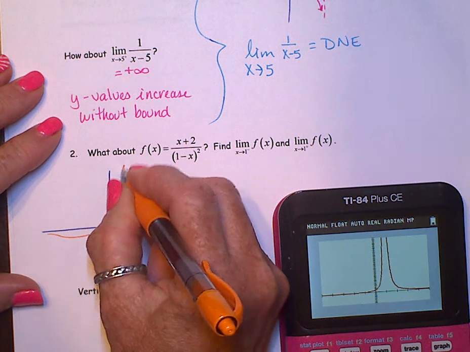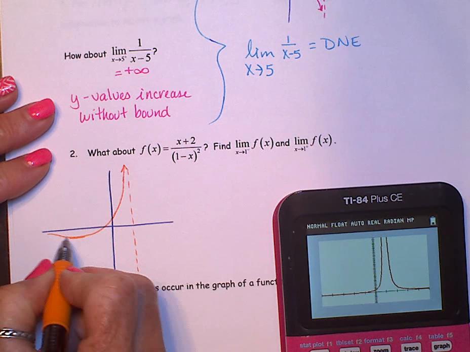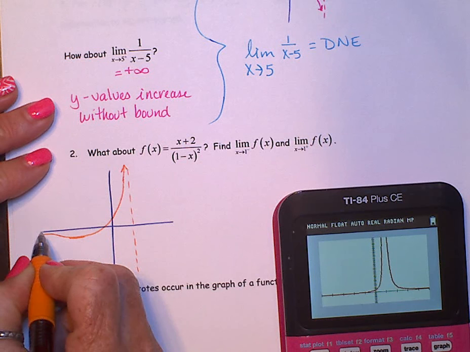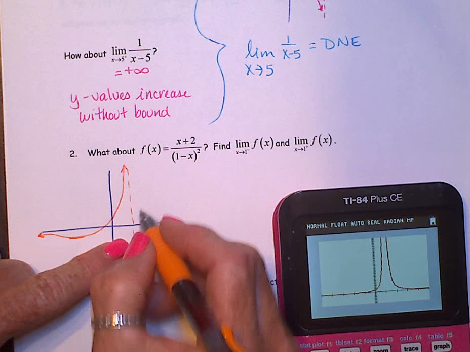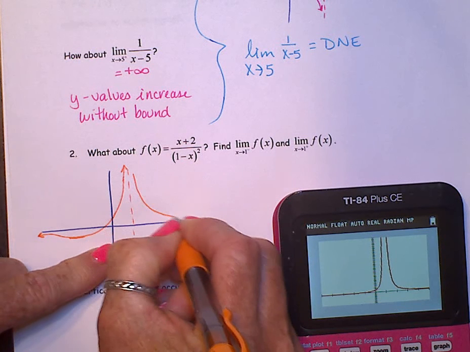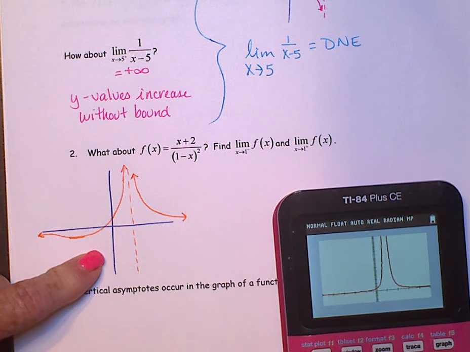This is coming up like this. This piece does cross underneath the x-axis. It does come along here and flatten out again. We'll talk about how you know that later. And we have another piece, this one over here, like this. There's that graph.